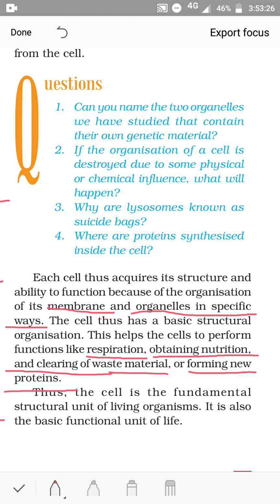So it is organized in such a way that it becomes a fundamental structural unit of living organisms. It is also the basic functional unit of life. So it is forming the structure and it is performing the functions also.